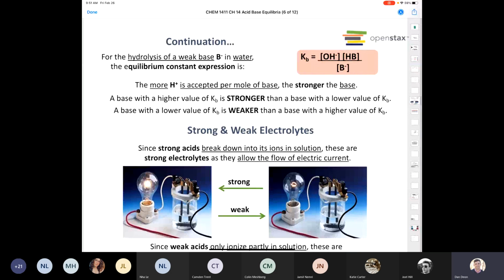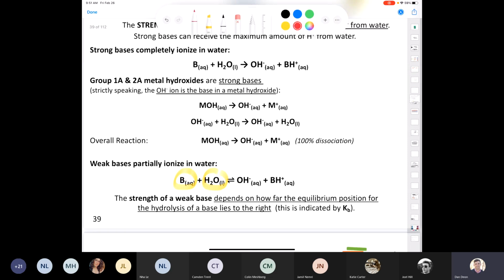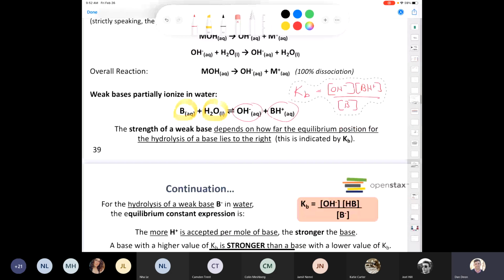Nothing more. What about a Kb? How would I calculate a Kb? If you have a base and you put it in water and you wanted to calculate a Kb for that base, look, Kb is equal to the concentration of hydroxide multiplied by the concentration of the conjugate acid, so OH minus times the concentration of the conjugate acid divided by the concentration of the base. Look, I'll prove it to you. Watch. Copy. Show my copy-paste skills. And look.